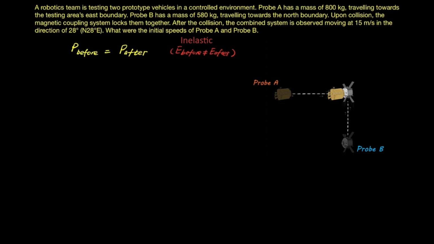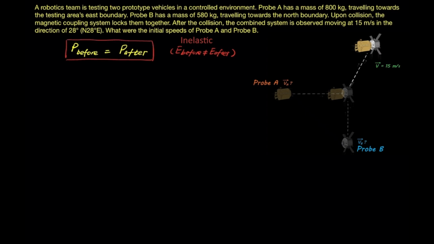What happens after the crash is this combined mass, or these coupled probes, will move at a speed of 15 meters per second in the direction of 28 degrees east of north. And our job is to figure out what were the initial speeds of probe A and probe B before they collided. We've established our key equation where the total momentum before the crash equals the total momentum after the crash. Then how do we apply this equation?